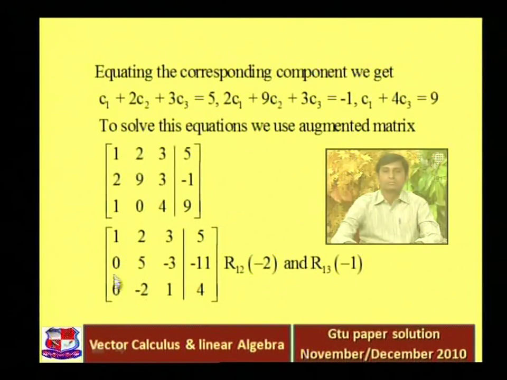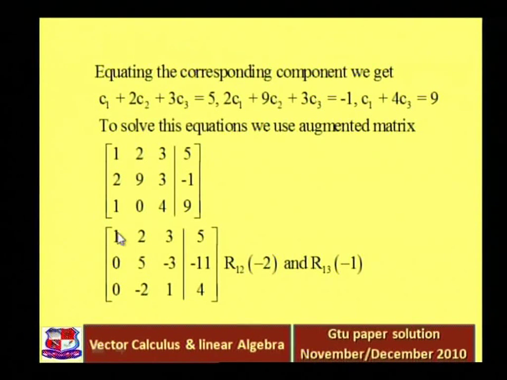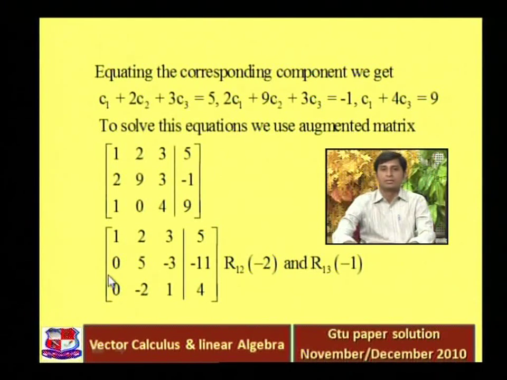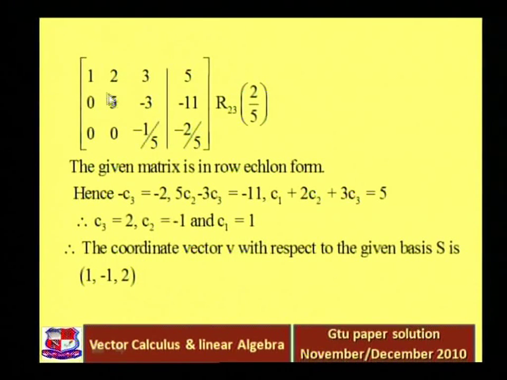Okay, now the next process. For the first row, this is our leading entry. Below that leading entry we have 0 in the particular column. Now for the second row, this is our leading entry. Below that leading entry we want to make 0 here. So we are multiplying second row with 2 by 5, and add into the third row.